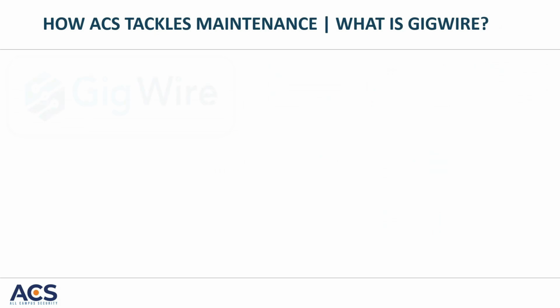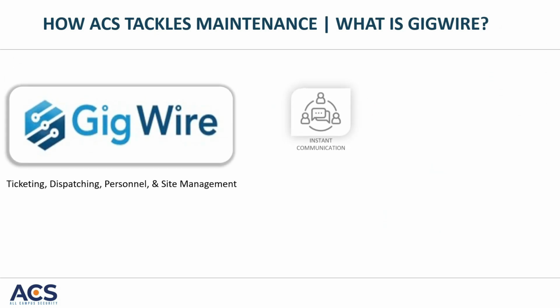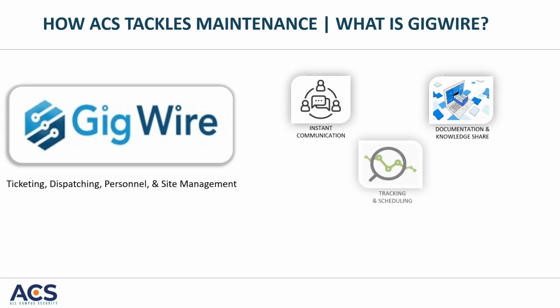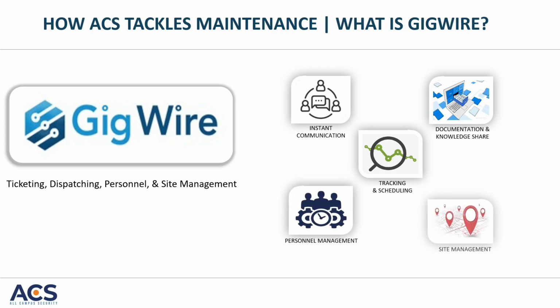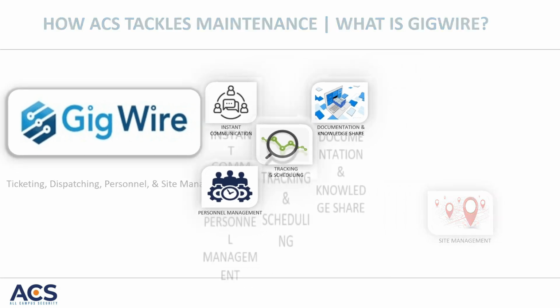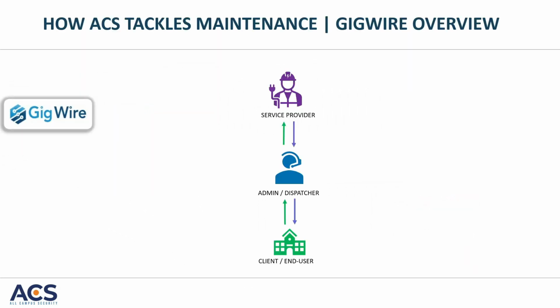What is GigWire? Well, simply put, GigWire is our device-agnostic, browser-based ticketing, communication, dispatch, personnel, and site management portal, which we provide to all our clients under Campus Care. And when it comes to maintenance and service-related work, it is the best way to communicate and share information between all parties in the chain and track exactly what's going on.